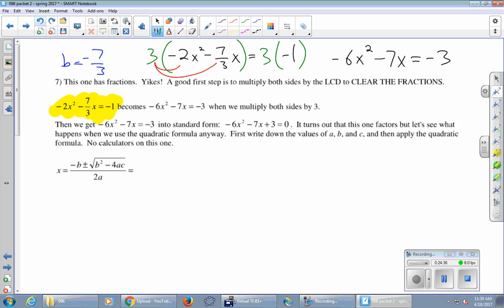Okay, and in order to solve that with the quadratic formula, we still need a magic number on one side. What is that magic number? 0. So let's add this 3 to both sides. Negative 6x squared minus 7x plus 3 equals 0. So there's our equation in standard form, right?